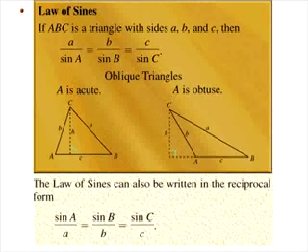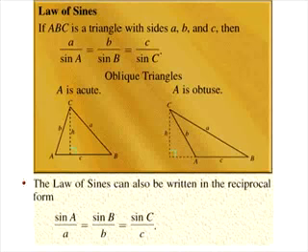The law of sines states that if ABC is a triangle with sides a, b, and c, then a over the sine of A equals b over the sine of B equals c over the sine of C. So if we know any two sides and an angle or any two angles and a side, we can solve for one of the missing parts. And this is the case with oblique triangles: 2 different possibilities. Either the A angle can be acute or the A angle can be obtuse.